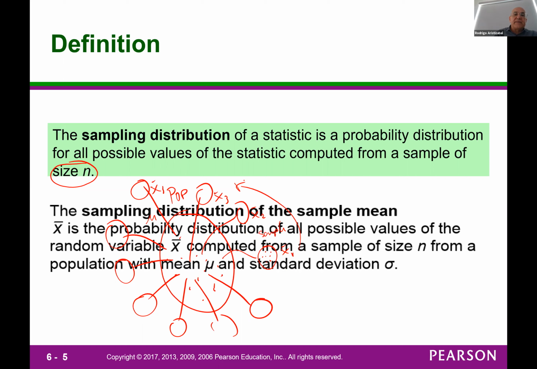We can obtain a sampling distribution for variance, for mean, for mode, for standard deviation, for whatever parameter or statistic. But let's start with the sampling distribution of the sample mean. The sampling distribution of X bar is the probability distribution of all possible values of the random variable X bar computed from a sample of size n from a population with mean mu and standard deviation sigma.